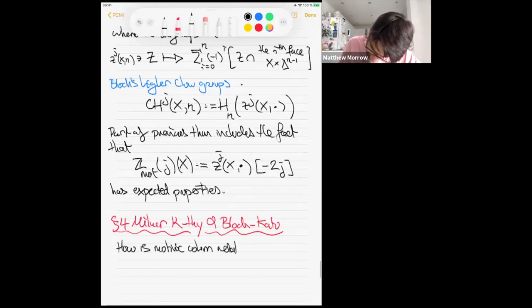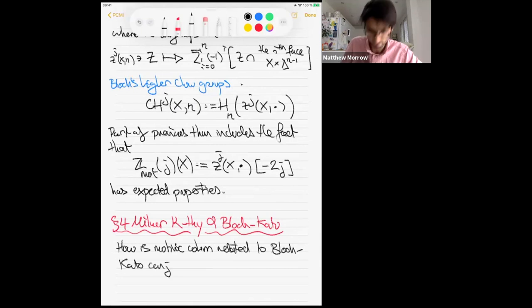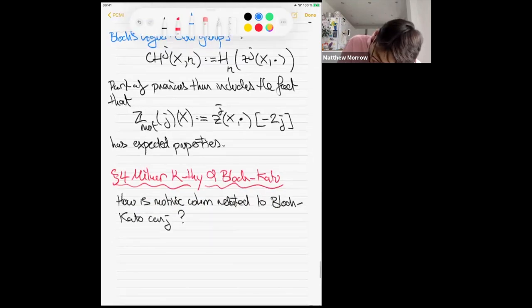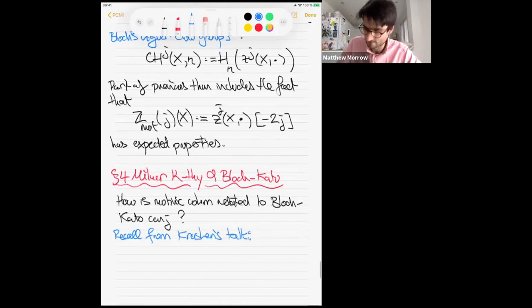So the theme is, how are these fancy invariants related to the Bloch-Kato conjecture? Since I've only got a few minutes, I can luckily fall back on Krashen's first talk. I just care about the case of fields, so let me do that.